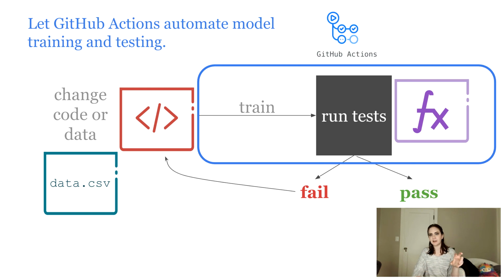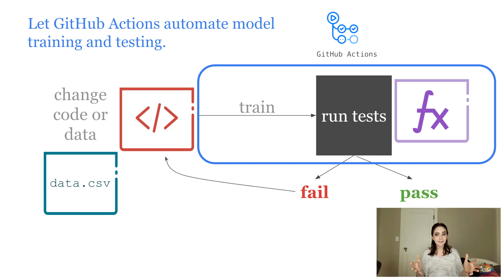So CML works with GitHub Actions. CML is not a new continuous integration system. It's kind of a library and a set of methods that you can use with either GitHub Actions or GitLab CI to help adapt those services to work with machine learning.